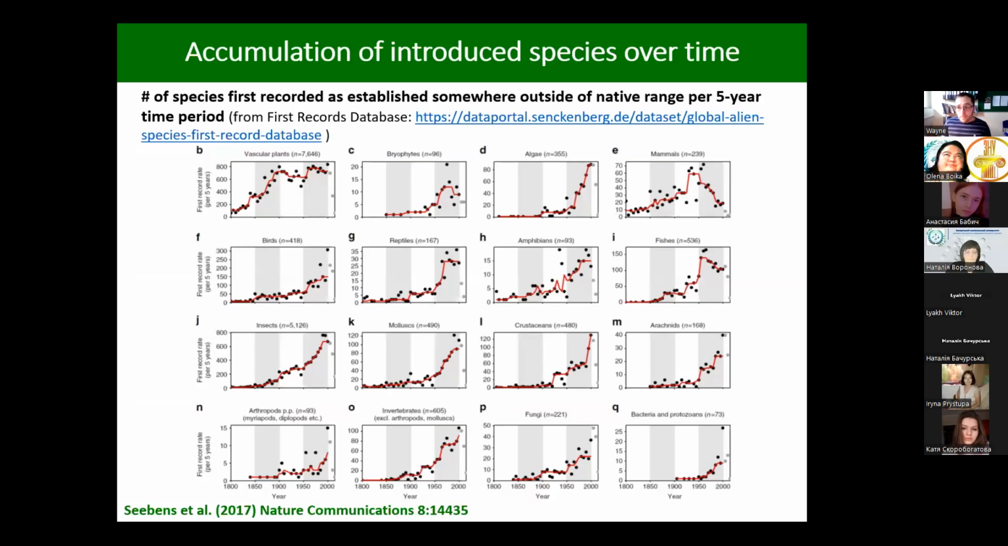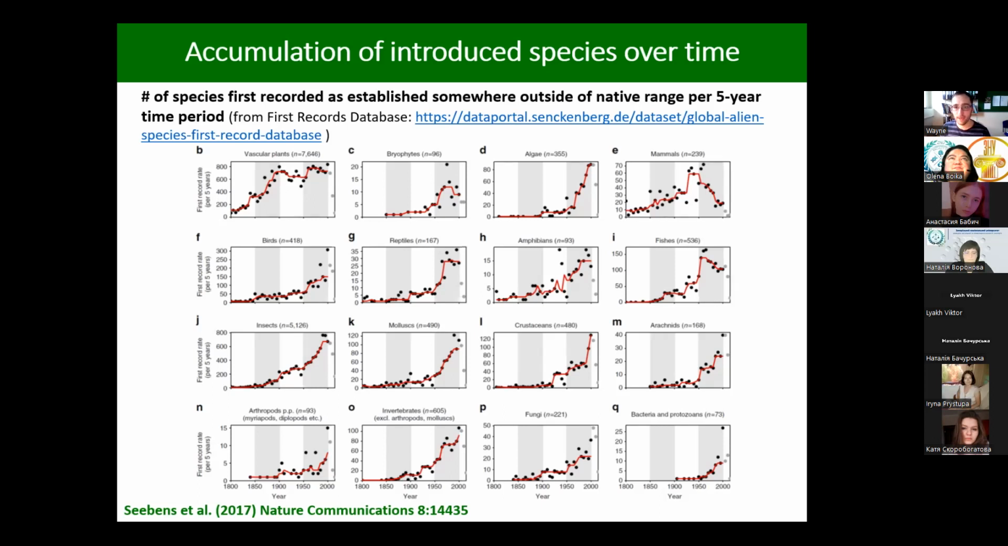Okay, so I want to shift into a different kind of question now. One of the questions was, how are species introduction rates changing over time? There's been some work recently done that I was collaborating on by Hanno Seebens and colleagues, which showed really nicely for a lot of different taxonomic groups across the globe, that the number of species that get first recorded as established somewhere in the world is increasing.